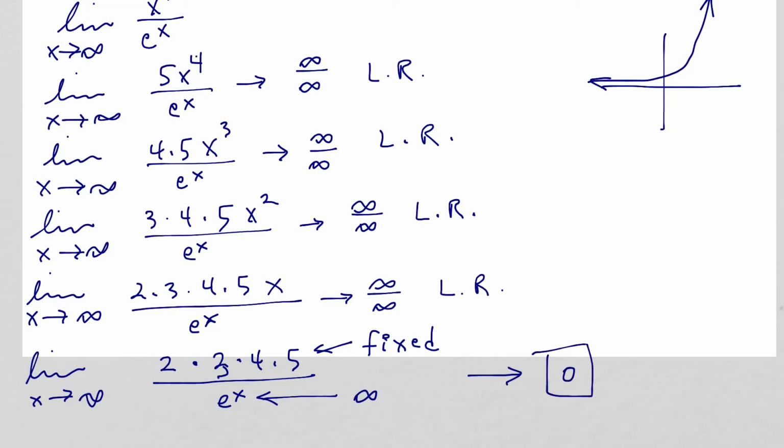So I've evaluated this limit by applying L'Hopital's rule as many times in a row as was valid until I could evaluate the limit, until I had a determinate form. So my limit was 0.